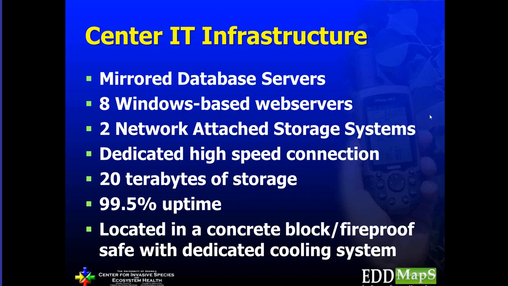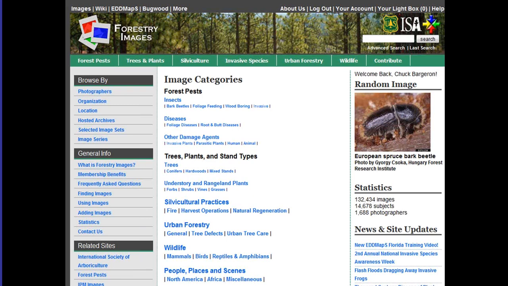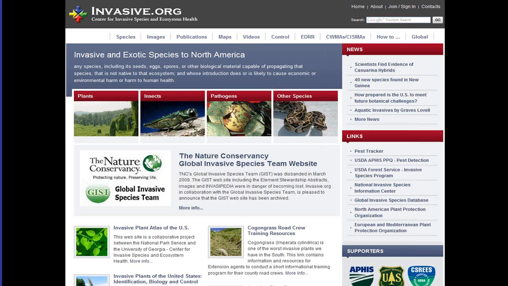We host all of our database systems and web servers in-house, and have a dedicated server room to keep things running. We've calculated about 99.5% uptime on a yearly basis. A lot of the way we got started, and a lot of our work, has been what we call the Bugwood Image Database System. It's the image database that has almost 150,000 images in it now, and it's been available since 2001.